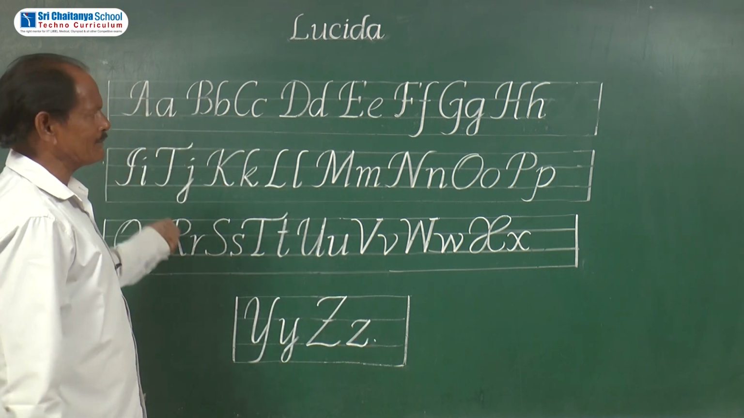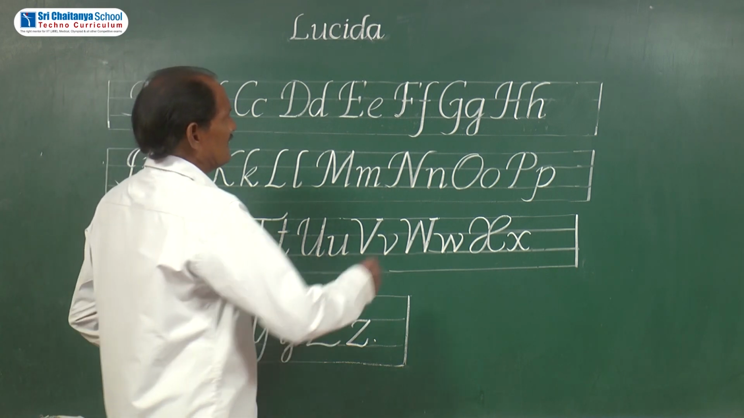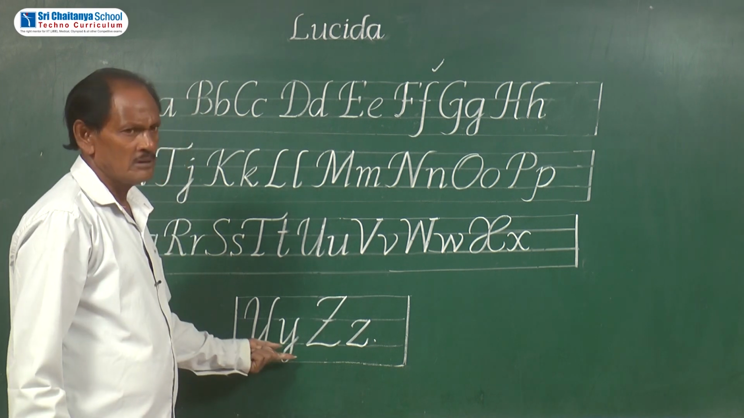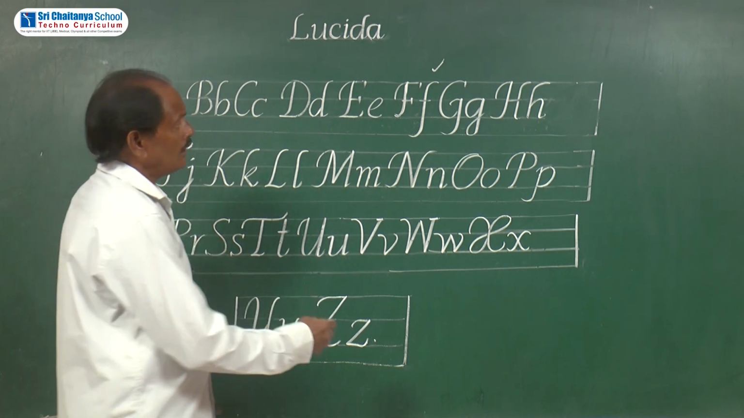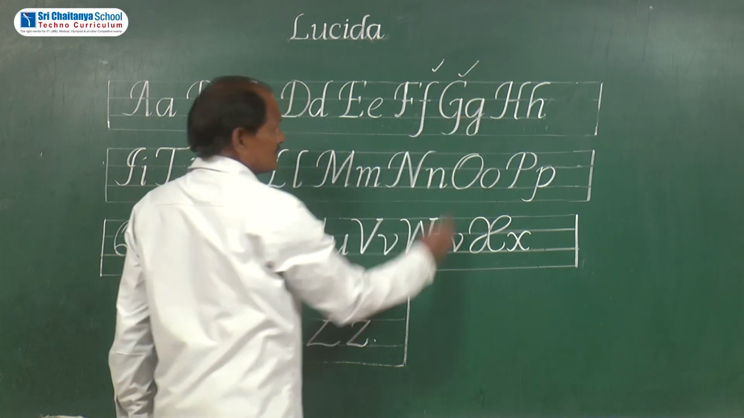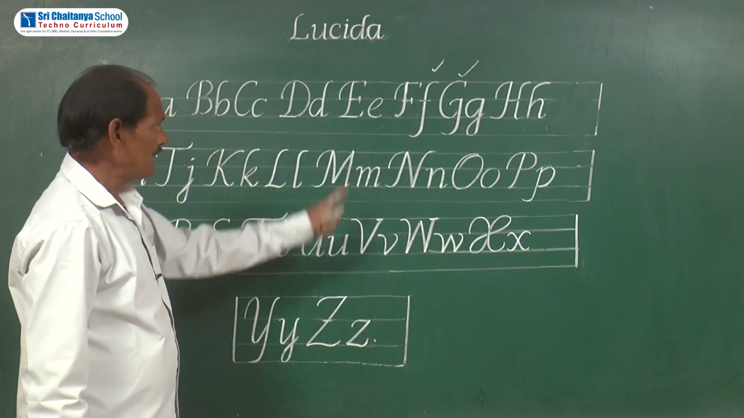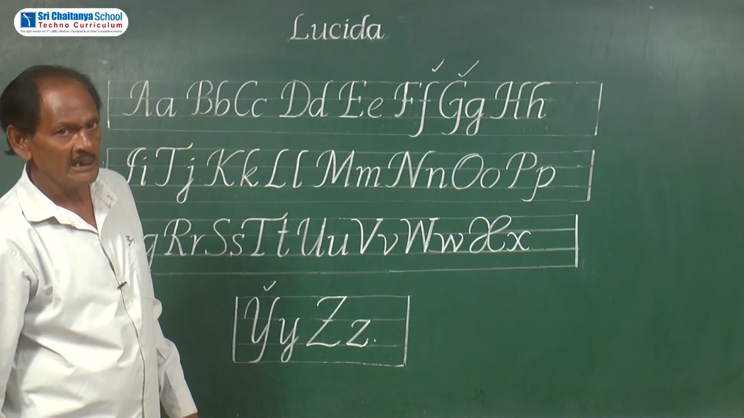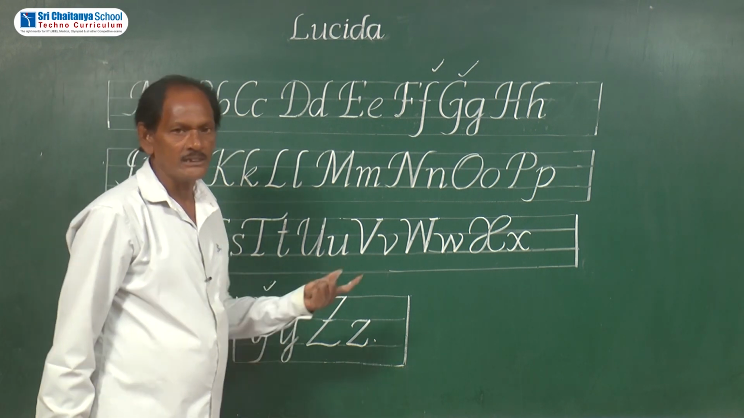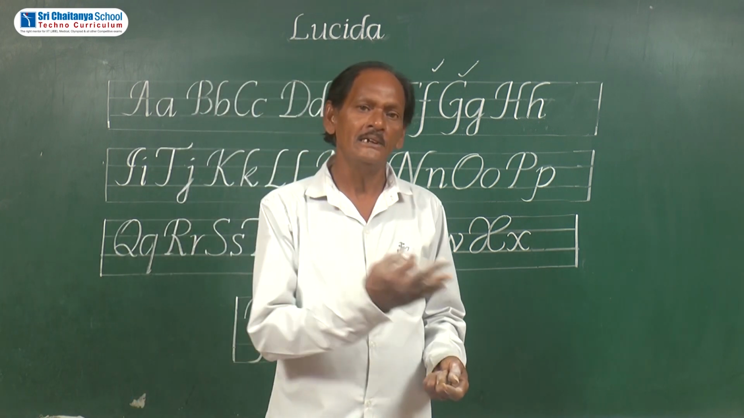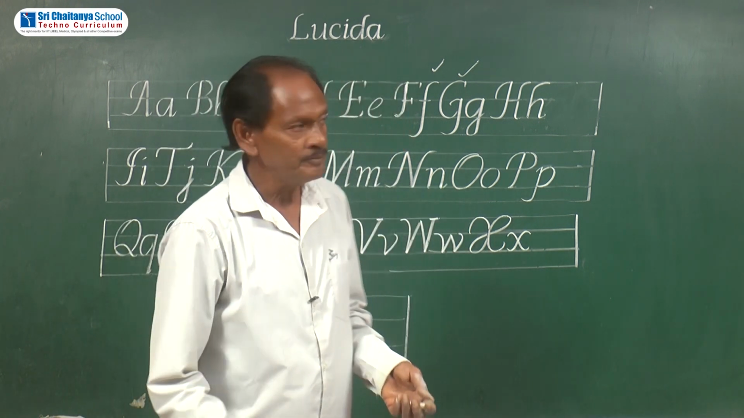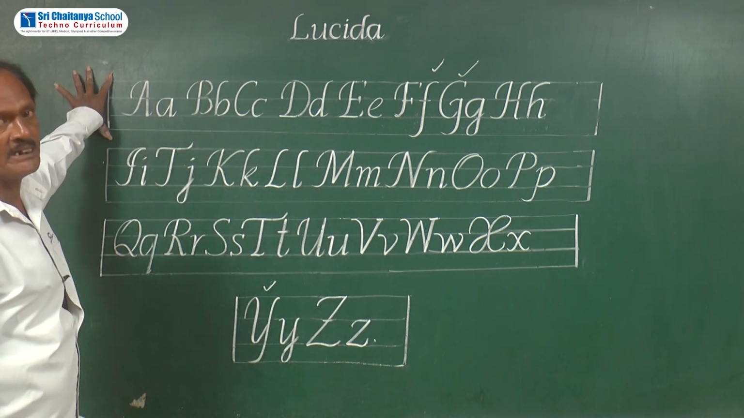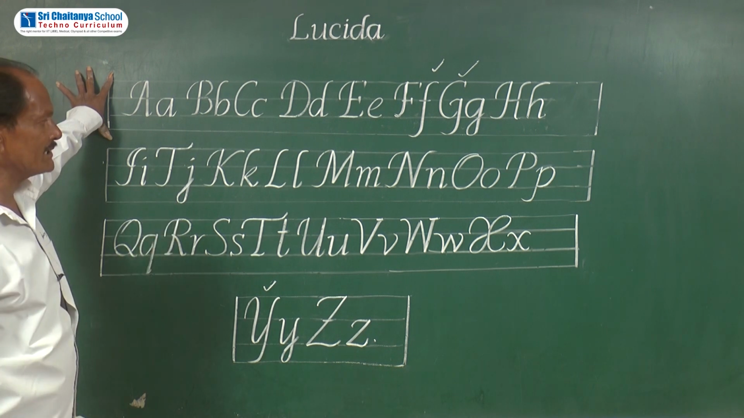Here regarding the capital and small letters, F in small letters is a mixed zone letter. Capital G is a mixed zone letter. And next, capital Y is a mixed zone letter. Except these three, no other letter falls in the mixed zone. Okay? And this is the difference between the capital and small letters.